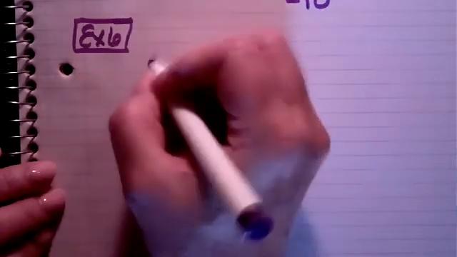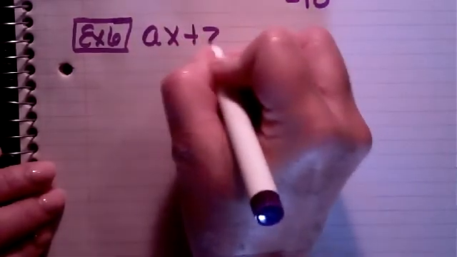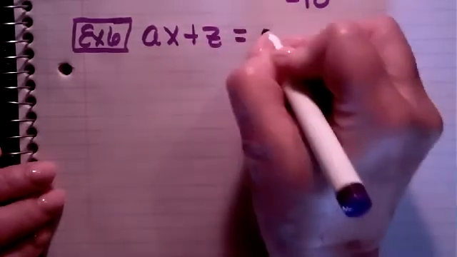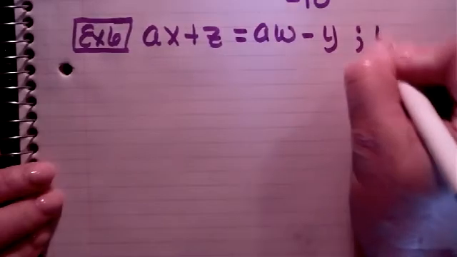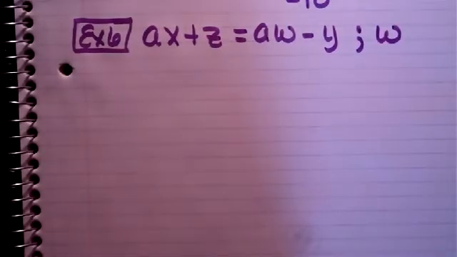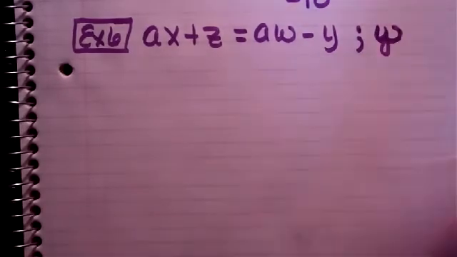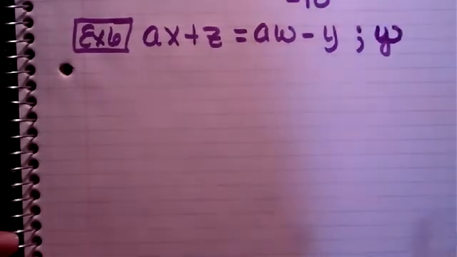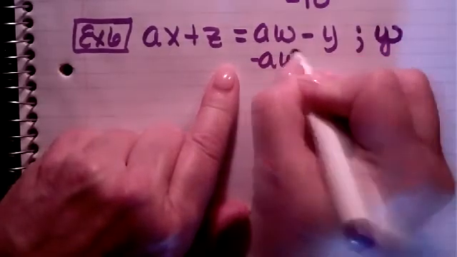And slide this up. Number 6 says AX plus Z equal to AW minus Y, and we're going to solve for Y. Okay, now solve for Y, excuse me, not W but Y. Okay, so what I'm going to do first is subtract the AW from both sides.